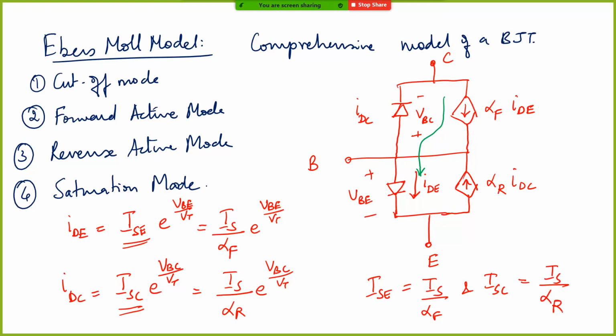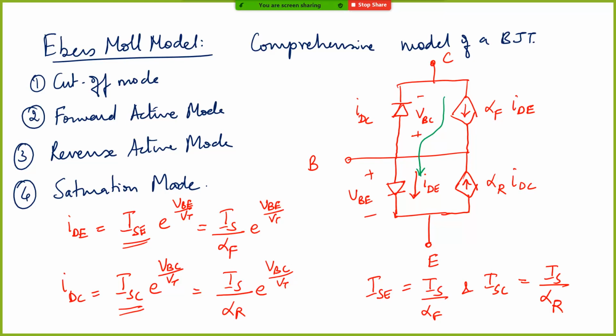So this factor alpha captures the effect of all what we talked about, the area being different, the doping being different, the junction area being different, and all those things. So this is how it works. Any doubts, any questions here? Okay, it is very simple.